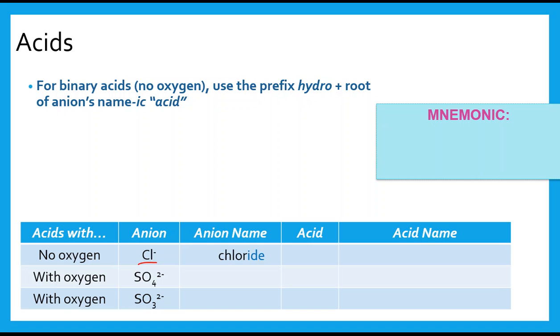So the anion name here happens to be chloride. When we combine the two, remember this is going to combine with an H+, so it's one of each to make it add up to 0. We get HCl. This is where the name comes into place, and this is your root, chlor. So it's going to be hydrochloric acid. Hydrochloric. Hydro in front, the root name, ic acid.